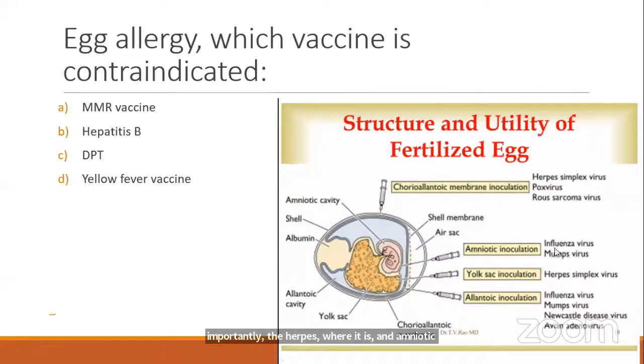But remember, influenza virus detection is done using amniotic inoculation, and vaccine production is done using the allantoic, much larger cavity. Mumps virus and avian adenovirus are all made use of in this allantoic cavity. For yolk sac infection, you can go for rickettsia, chlamydia, herpesvirus, etc. Okay.